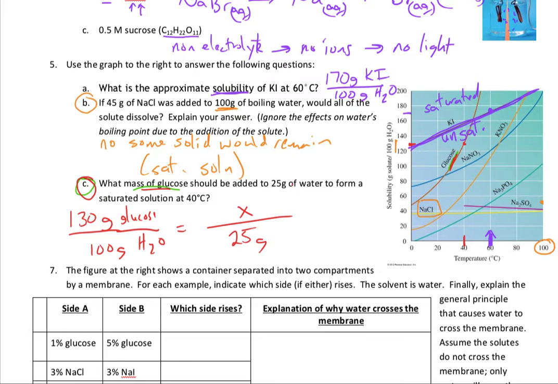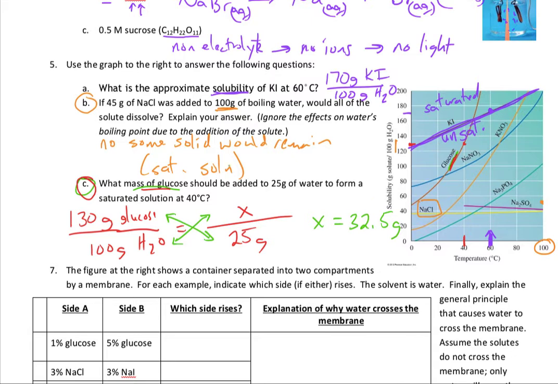Now, there's two different ways you can approach this. The cross multiply and divide will work just fine. We saw it in the notes for Part B of Lab 15. I did an example of the cross multiply and divide, if you want to check that out. And the X value, if I did this, would be equal to 32.5. So 32.5 grams of glucose can dissolve in that 25 grams of water. So that's one way to do it.